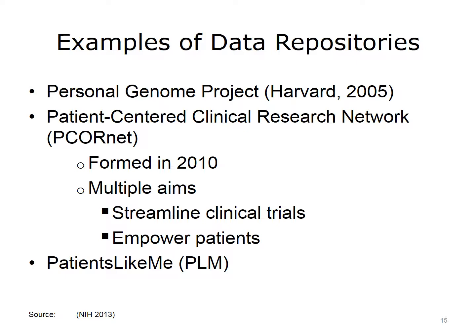Harvard's Personal Genome Project invites willing participants to share and donate their genome and health data for research. The Patient-Centered Clinical Research Network, or PCORnet, consists of clinical data research networks located in health centers, hospitals, and so forth, and patient-powered research networks such as patient advocacy groups. PCORnet is funded by the Patient-Centered Outcomes Research Institute, or PCORI, which was established as part of the 2010 Affordable Care Act.